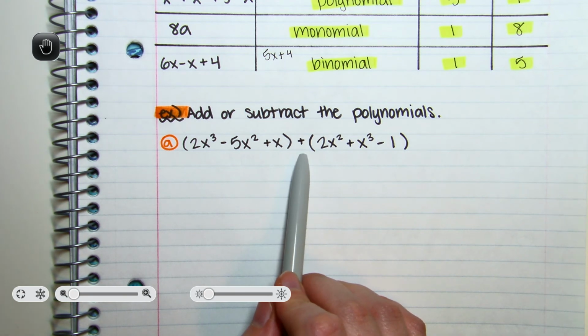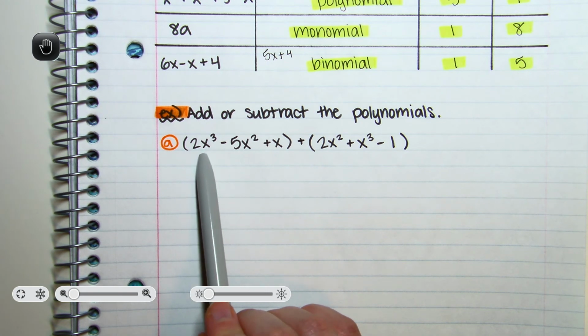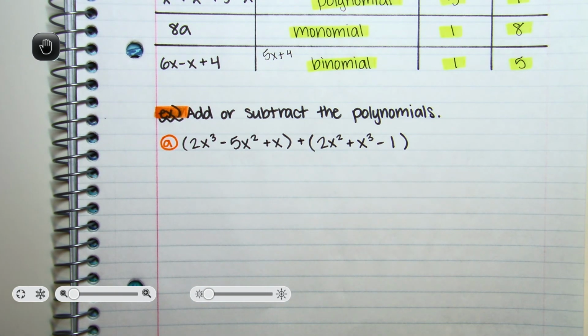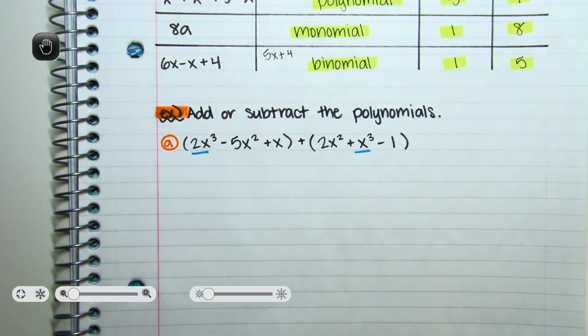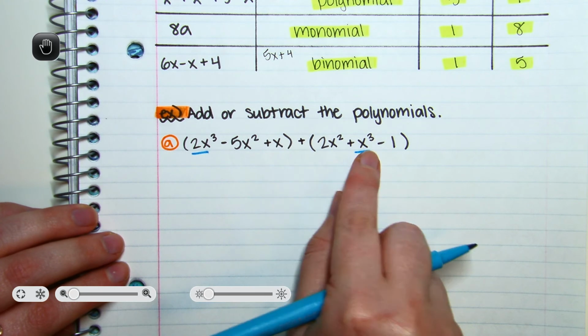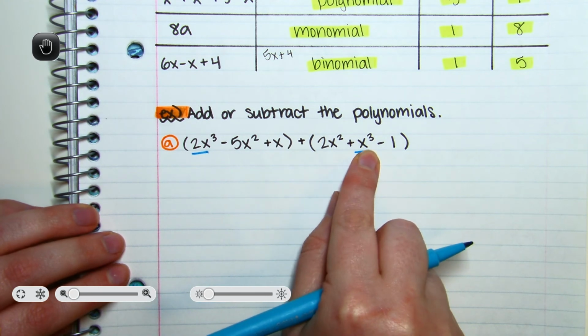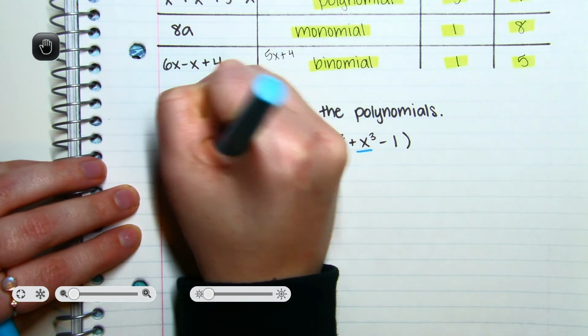So I'm going to look for my highest exponent first. So my highest degree is this x cubed. And I see that I have 2 terms that are x cubed. I have 2 of them, and then I add 1 more. So 2x cubed plus x cubed is 3x cubed.